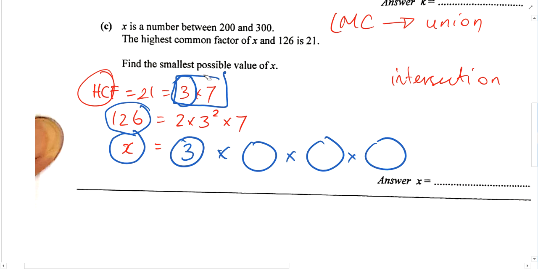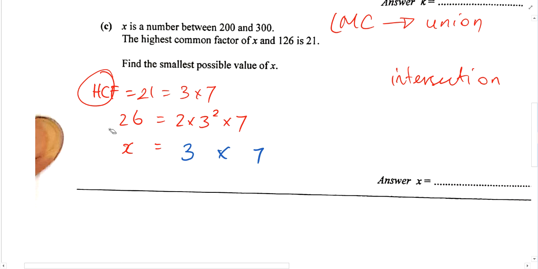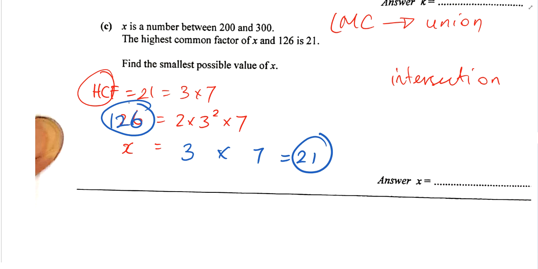What is the second prime factor that it must have? It must be 7. Okay. Now let's think about this. If it is just 3 times 7 for x, okay, so this gives me 21. What is the HCF of 21 and 126? What will you give me as the HCF? 3 times 7. Exactly. So it seems to be able to fulfill this requirement. 3 times 7 is 21. Normally this will be the answer already.